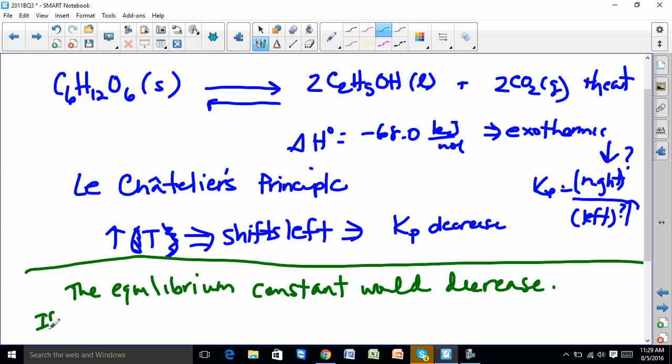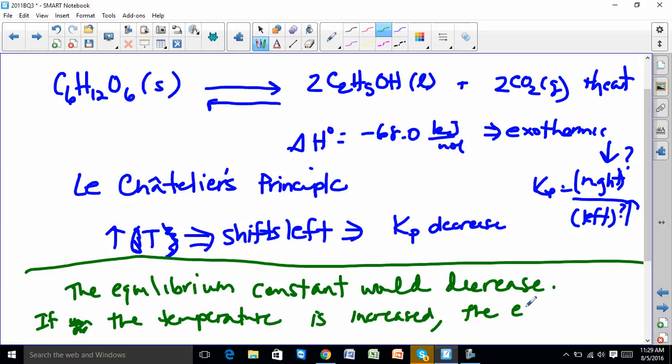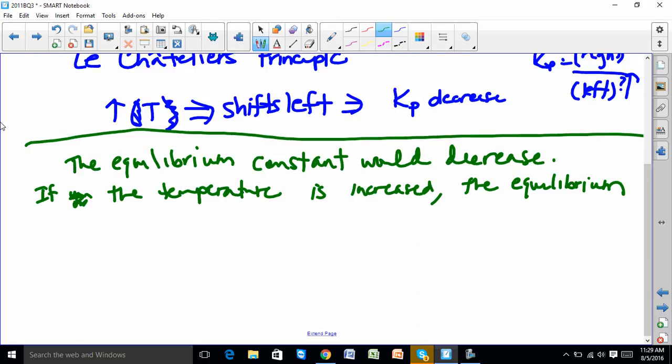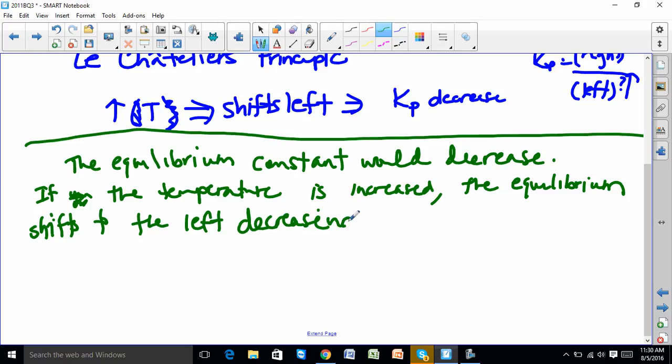If the temperature is increased, the equilibrium shifts to the left, decreasing the equilibrium constant. All right.